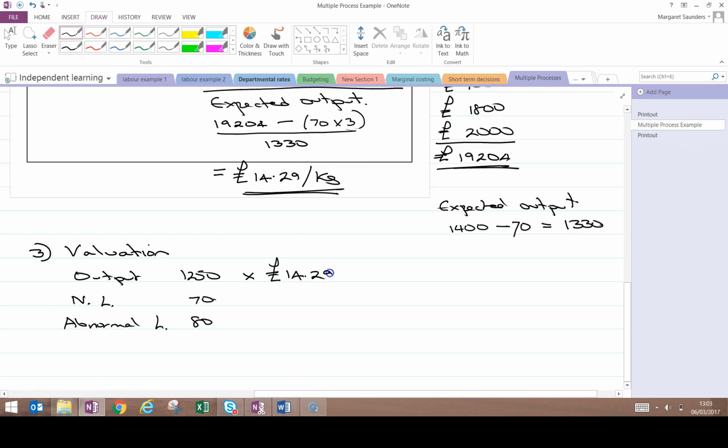We know we're using £14.29, so our output is £17,851. Normal loss, remember, is at scrap value. We can sell it for scrap. So that's £210. And abnormal loss, £14.29 per kilo. So there's our valuations.